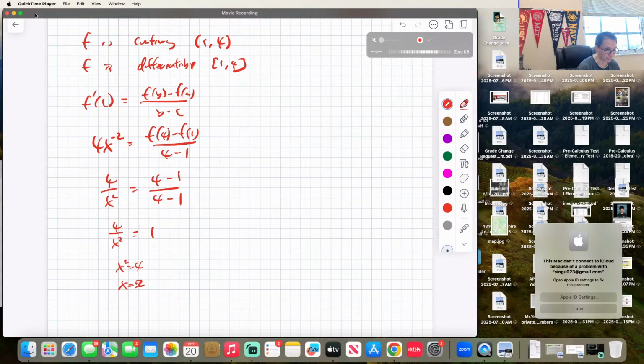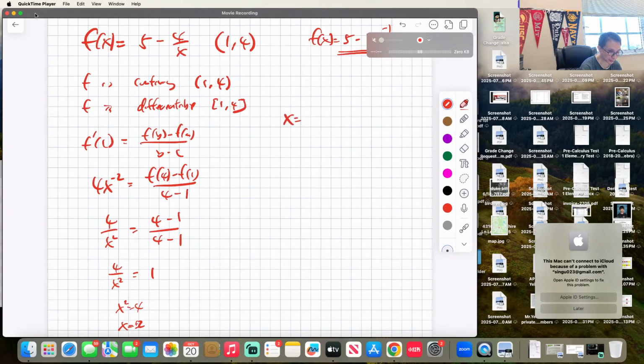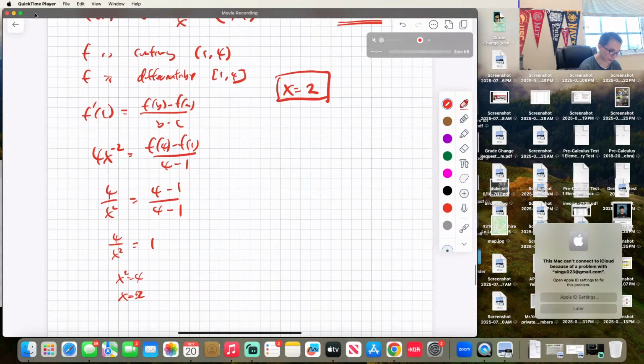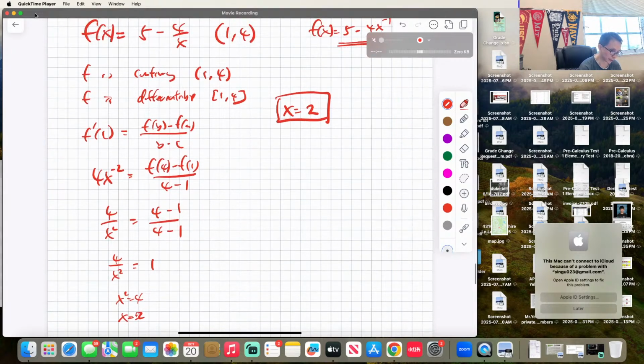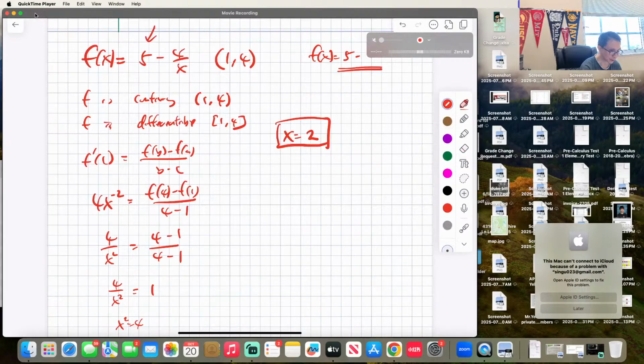Only one of them satisfies this. Which one is it going to be? 2, right? The 4 to the power negative 2. I take a derivative of this. Derivative of 5 is 0. Derivative of 4x is 4x to the negative 1. The negative 1. Yeah, I see. I see.